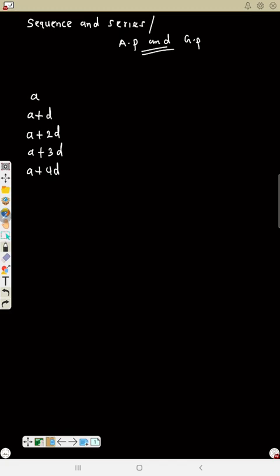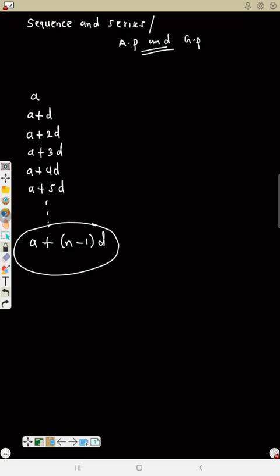Now what do you think the fifth term will give you? a plus 4d. What do you think the sixth term will give you? That will be a plus 5d. Do you see that the number is just reducing by 1? What do you now think the nth term will give you? Following the same pattern, the nth term will give you a plus (n minus 1) d. This is the formula for the nth term of an AP.